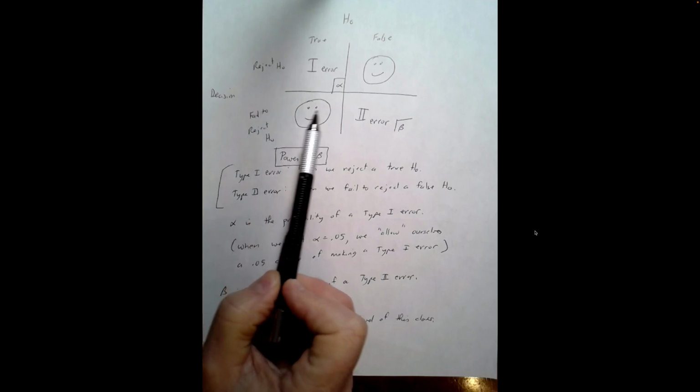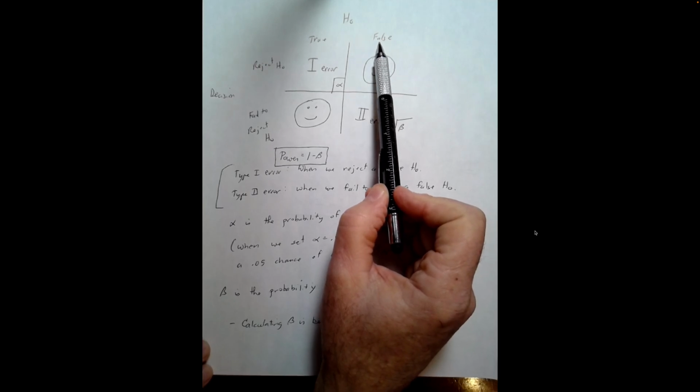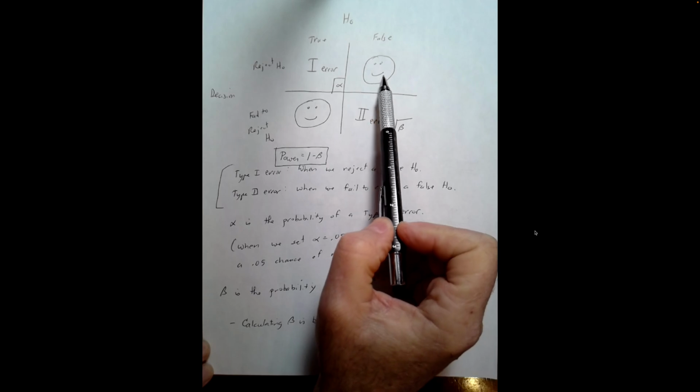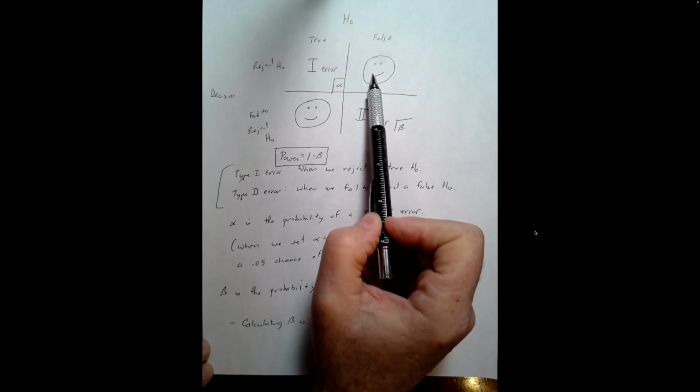We make a decision. We either reject the null or we fail to reject the null. And then we have kind of 4 possible outcomes. If the null is false and we reject it, well, I put a smiley face there because that's what we want. We want to reject false statements.